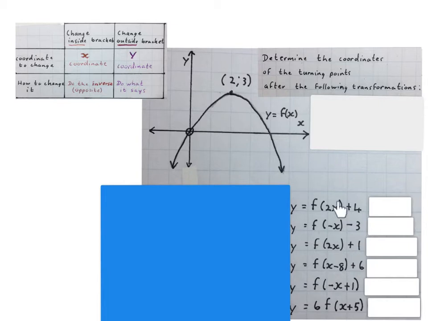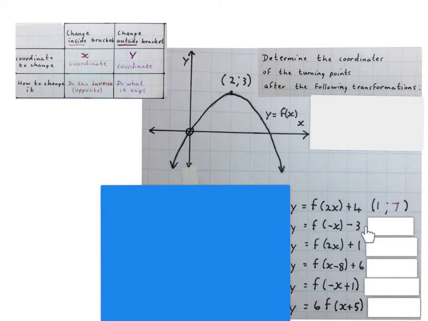Again, there is one inside and outside the bracket. We'll go outside first. Outside the bracket will influence the y values, and I'll do what I see. I'll plus 4 to the y value. It will give me a 7 in the y position, and I will take the x value and I will divide it by 2, which will give me the 1.